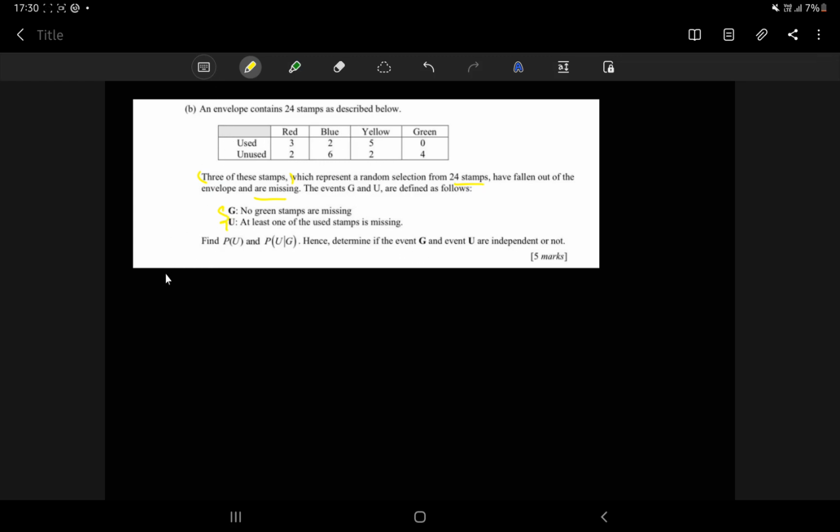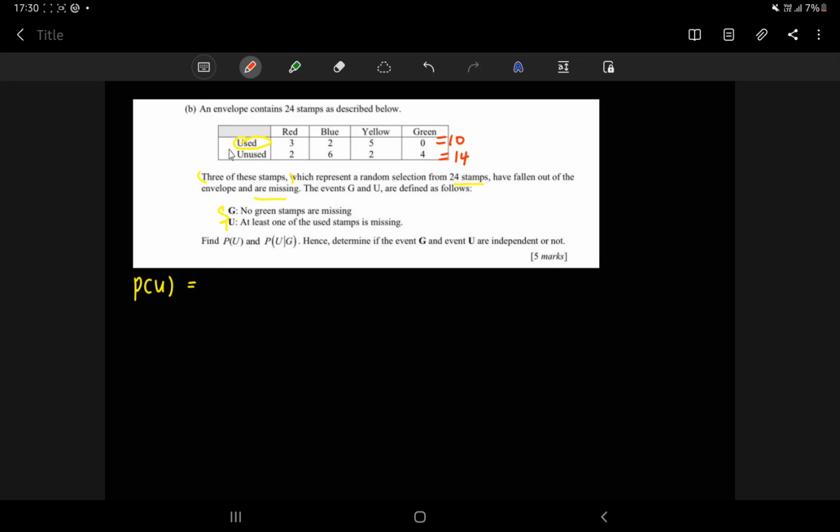So first, probability of U. Probability of U is the probability of at least one of the used stamps is missing. So how many used stamps are there? 3 plus 2 is 5, plus 5 is 10. So it's 10, right? Unused is of course 14.